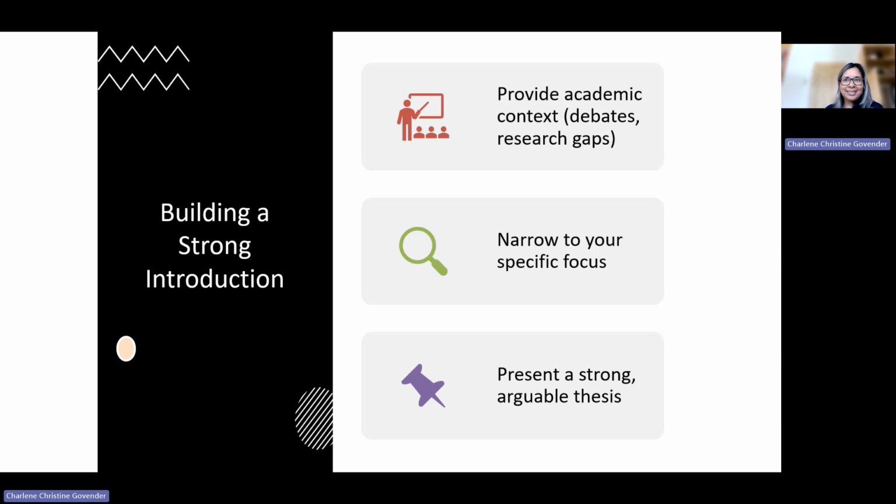Okay, so let's look at this. Building a strong introduction. Your introductions before could have been just touching on your topic, speaking about what you're going to write about. But now we really want to focus on a strong introduction. And I would say when you are writing an introduction, think about how it will engage with academic debates and highlight research gaps. So your thesis should clearly be arguable, but not descriptive. And this is going to demonstrate your maturity in handling sources and context.